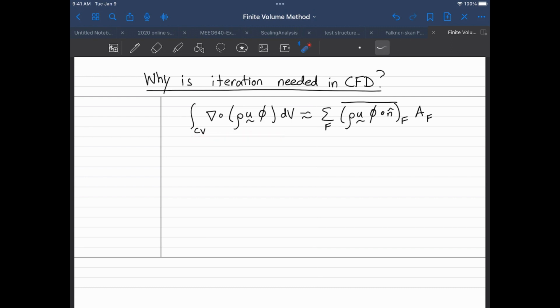In our generic form of the finite volume method problems, you've got a convective term that you're taking the divergence of, and we showed that using the divergence theorem, you can turn the volumetric integral into an area integral over the faces. Then what's required is to estimate the value of rho times u times phi dot n, or really u dot n, on the faces. So we need that average value on the face times the area of each face. Let's take a look at what this thing is.